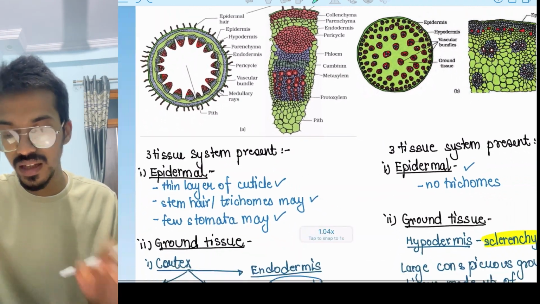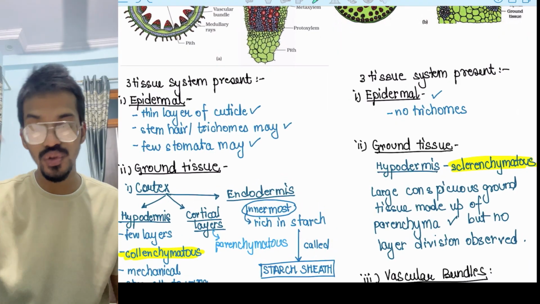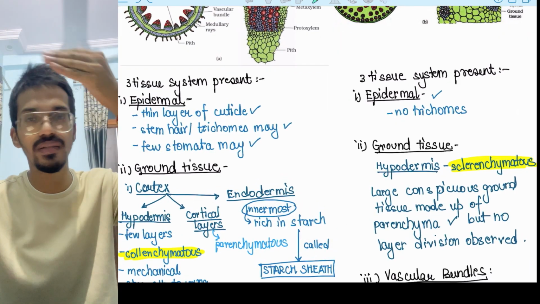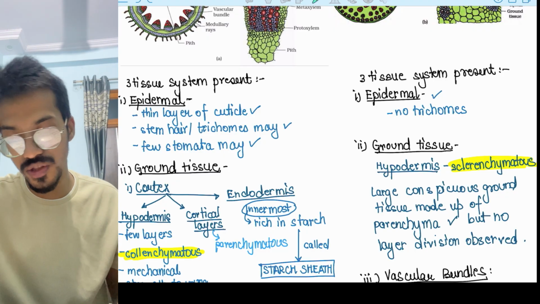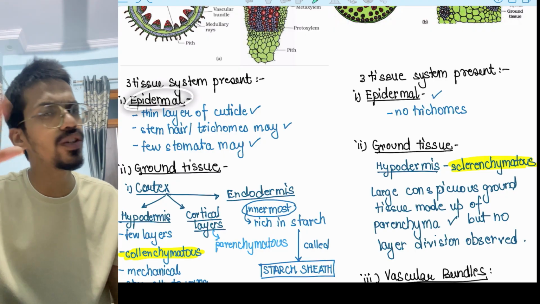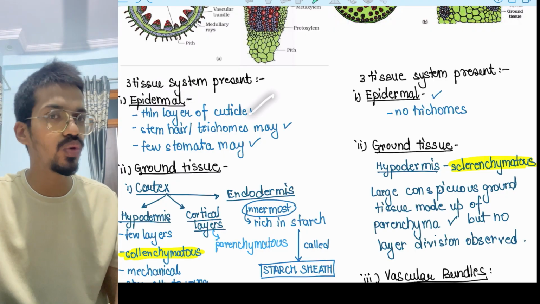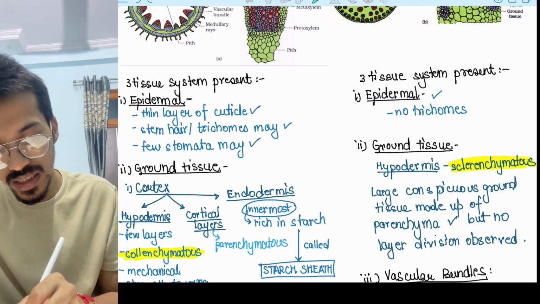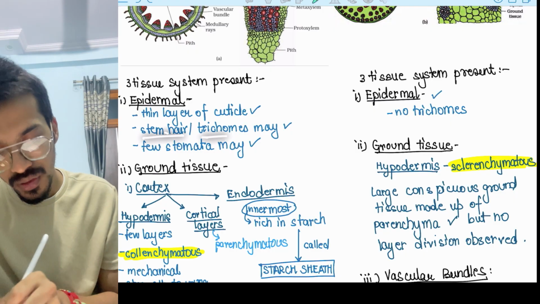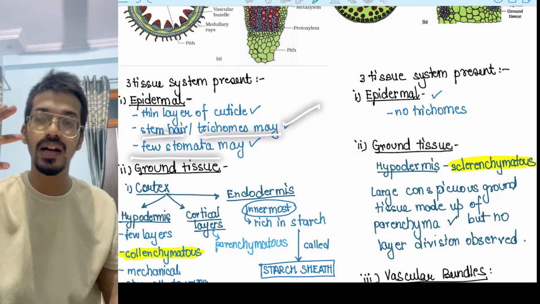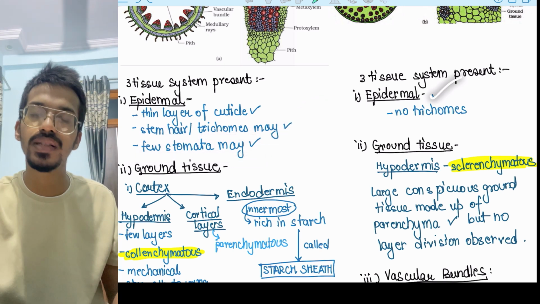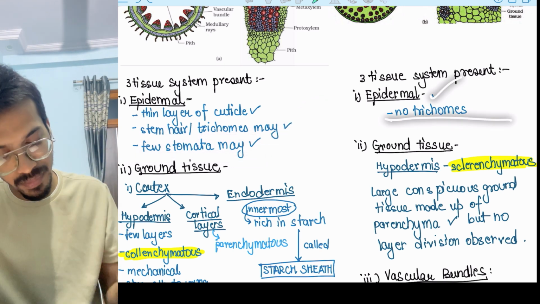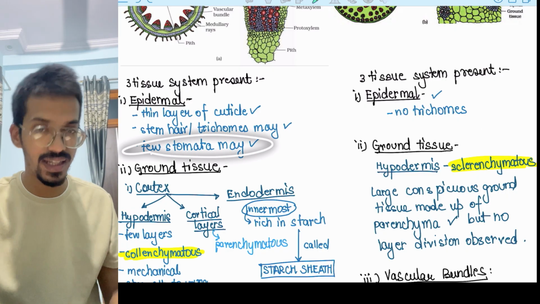So if you see the tissue system, we have to study about epidermis, ground tissue and the vascular bundle. First, the epidermal tissues: it has a thin layer of cuticle present, roots do not have that. You know why. Then stem hairs and trichomes are present, there are many. Few stomata may be present in the young stem. Here in the monocot, epidermis is present, no trichome is present, and the rest, stomata may be present. A thin layer of cuticle is present.